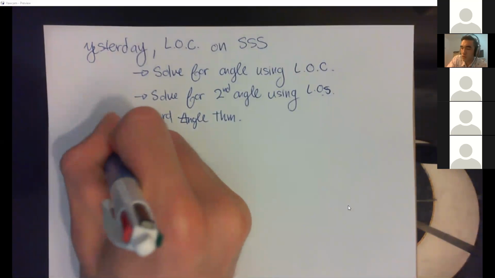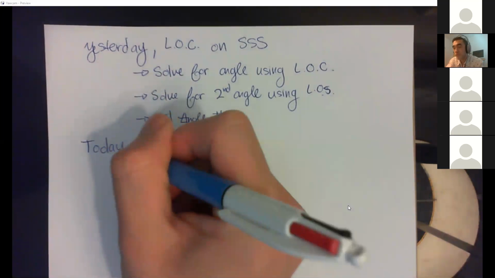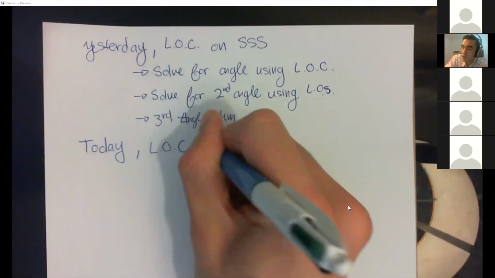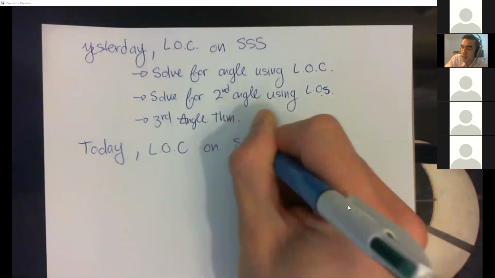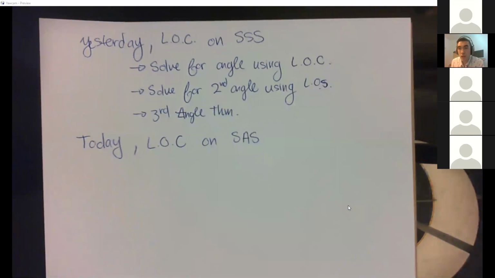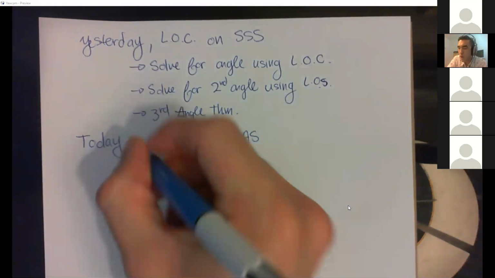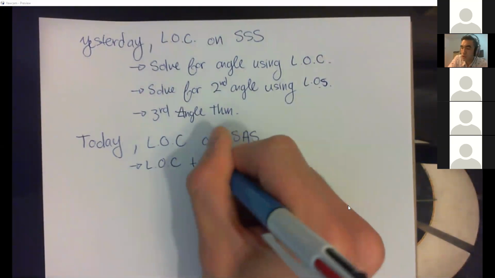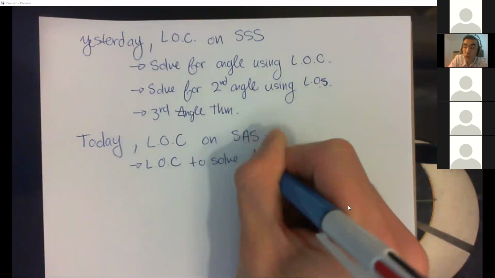Today, what we are going to do is the other kind of law of cosine question, and we are going to use the law of cosines on an SAS question. And just so that we all know what we're doing before we get ahead of ourselves, here's the recipe that we're going to follow today in order to complete this variety of question. Number 1, we are going to use the law of cosines to solve for the third side.